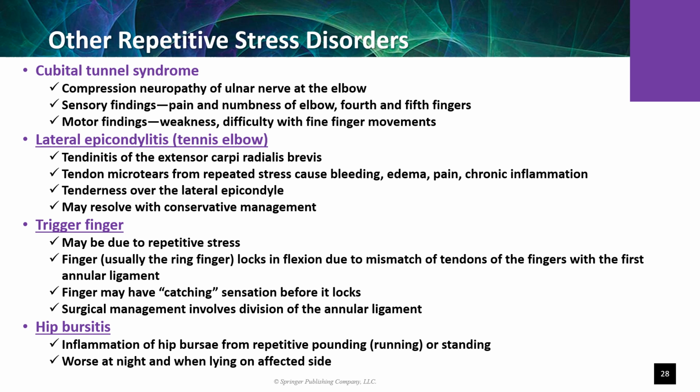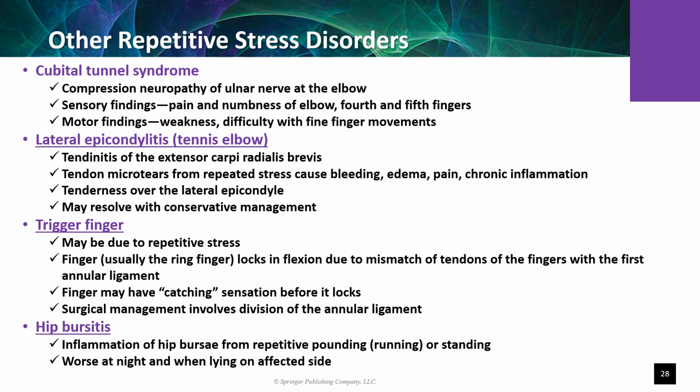Ulnar nerve compression at the elbow results in cubital tunnel syndrome. The subcutaneous location of the ulnar nerve posterior to the medial epicondyle of the humerus makes it vulnerable to acute and chronic injuries. Lateral epicondylitis is also known as tennis elbow, and it is a painful condition involving the tendon of the extensor carpi radialis brevis. This attaches to the lateral epicondyle of the humerus. Tenderness is present over the lateral epicondyle.